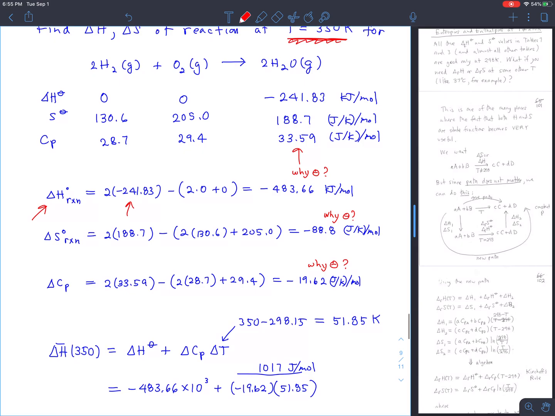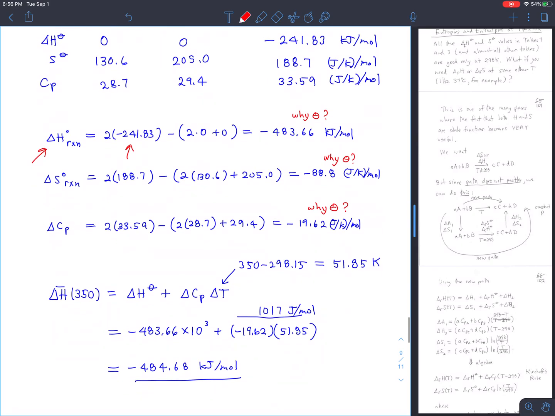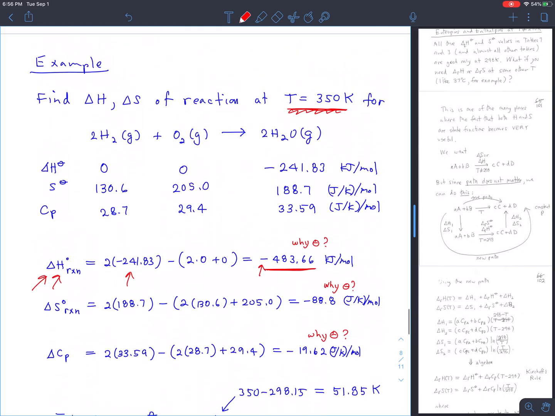All right, so we get minus 483.66 for the delta H of reaction. What does that tell us? Well, first of all, it's negative. Why is it negative? Because the system, this is a delta H for the system, right?